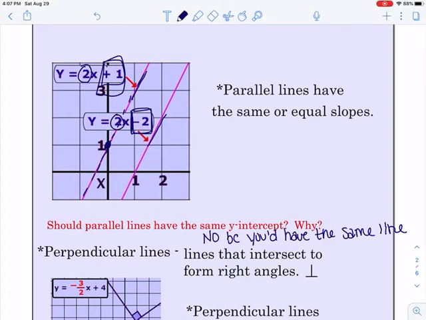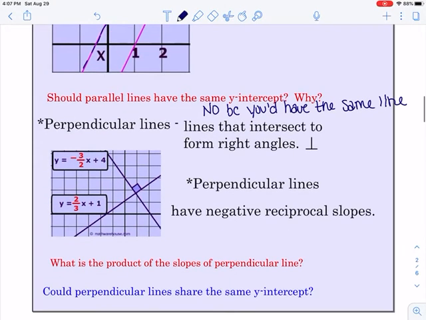Okay, perpendicular lines, again, we've also spoken about this definition a bunch of times. Perpendicular lines are lines that intersect to form right angles, and you have your symbol for perpendicular here, that big upside down T. Okay, and the thing that's going to be special about perpendicular lines is that they have negative reciprocal slopes. So what that means is they're going to be the flip of each other, and one has to be negative and one has to be positive. So if you look at the example over on the left here, the slope of that top line is -3/2, and the bottom line is 2/3.